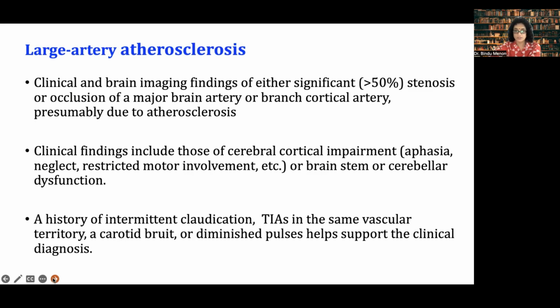Now we come to the first one, where the clinical and brain imaging findings are of either significant stenosis, which is considered as more than 50%, or occlusion of a major brain artery or branch cortical artery, presumably due to atherosclerosis, right? As the name suggests, there is an atherosclerosis which is significant, more than 50%.